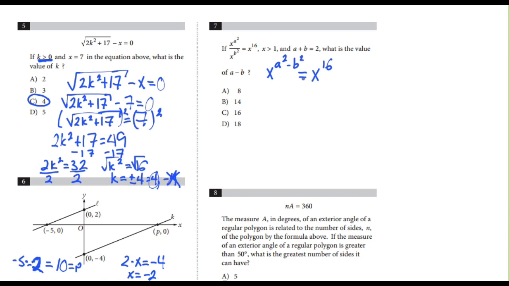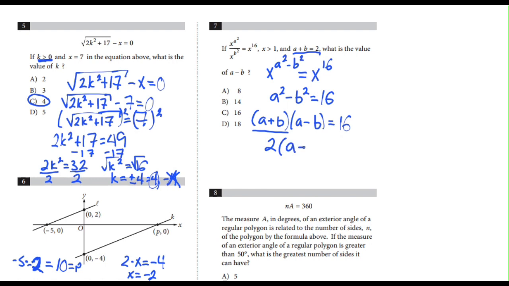When we have the same base on opposite sides of the equal sign, all we need to do is set the exponents equal to each other. Here we have a squared minus b squared equals 16. A squared minus b squared is a difference of squares. This factors out into a plus b times a minus b, which equals 16. In the question, they tell us that a plus b equals 2. So here we have a plus b. We know this is going to become 2 times a minus b, which equals 16.